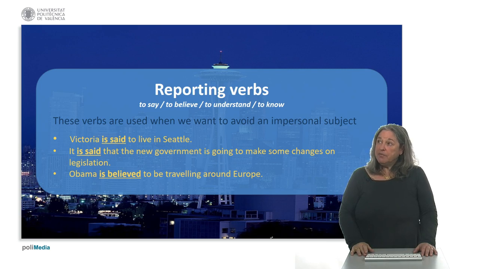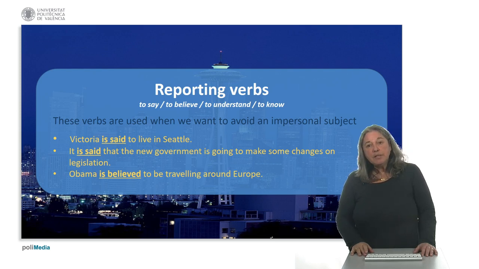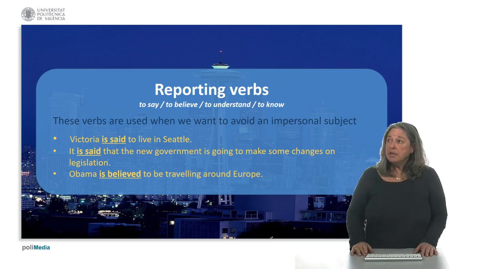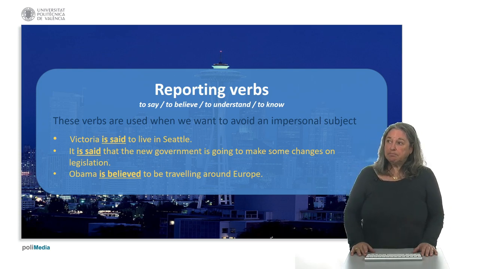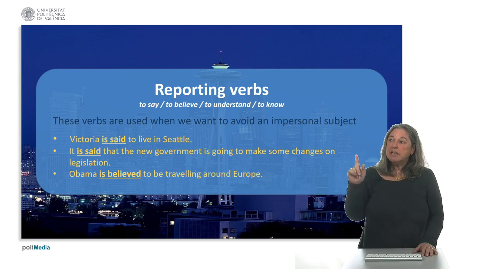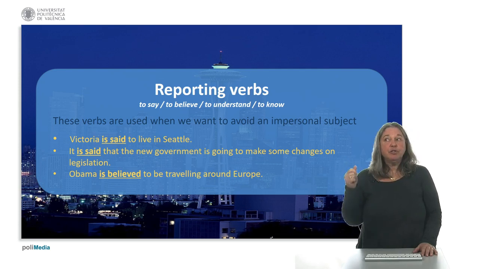Now, with reporting verbs such as to say, to believe, to understand, to know, we can use these verbs when we want to avoid the impersonal subject. For example, Victoria is said to live in Seattle. It is said that the new government is going to make some changes on legislation. Obama is believed to be traveling around Europe.